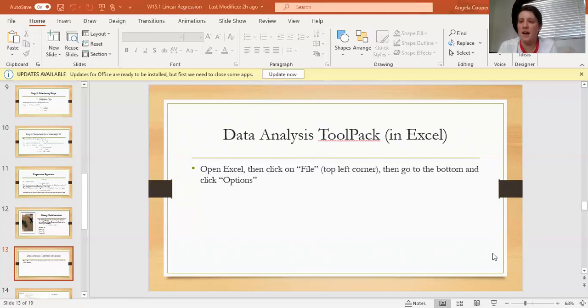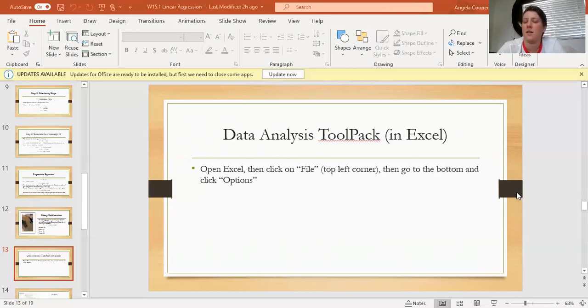I'm not going to have you calculate linear regression by hand, but I will show you how to do it in Excel, or at least how to get it set up. You'll need the Data Analysis ToolPak, which you can use by adding it to your Excel.